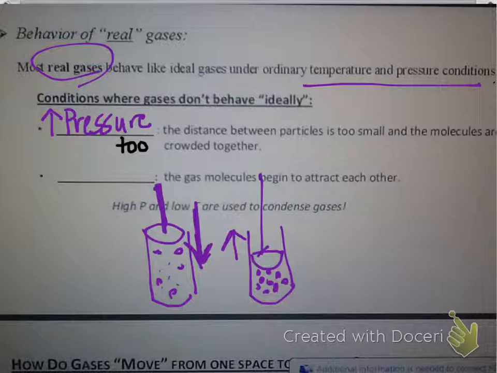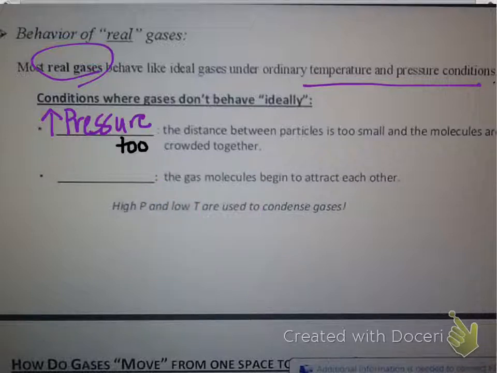Now maybe it's still a gas, but it's becoming more liquid-like. So this is an instance when the gas stops behaving ideally at very high pressures. When's another example of when gases behave unideally? The second example is when you're at low temperatures.